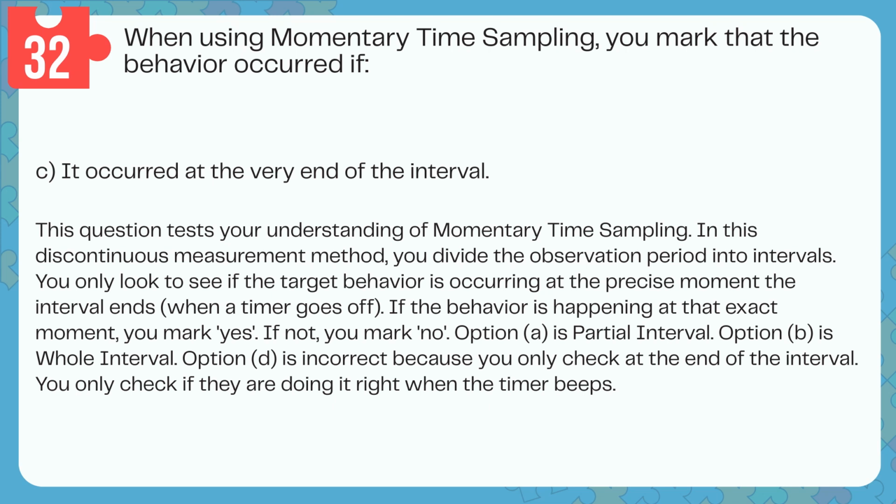Option A is partial interval. Option B is whole interval. Option D is incorrect because you only check at the end of the interval. You only check if they are doing it right when the timer beeps.